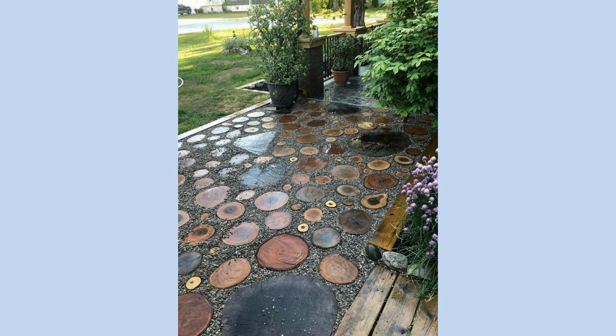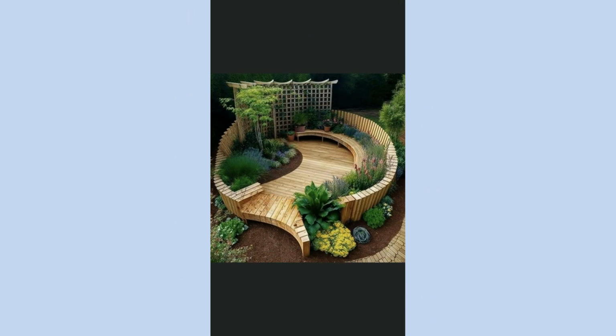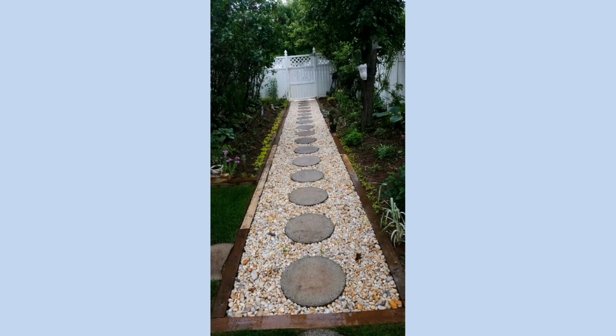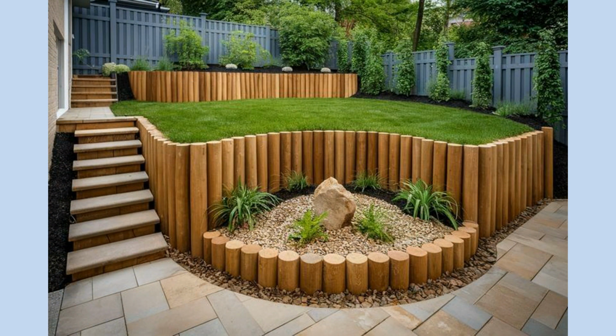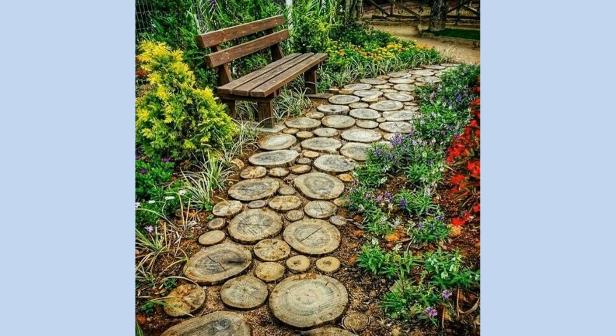Fencing and privacy screens. Wooden fences: use wooden fencing to create boundaries and provide privacy. It can also serve as a backdrop for climbing plants. Screens: wooden screens can be used to divide different areas of your garden or provide privacy for seating areas.